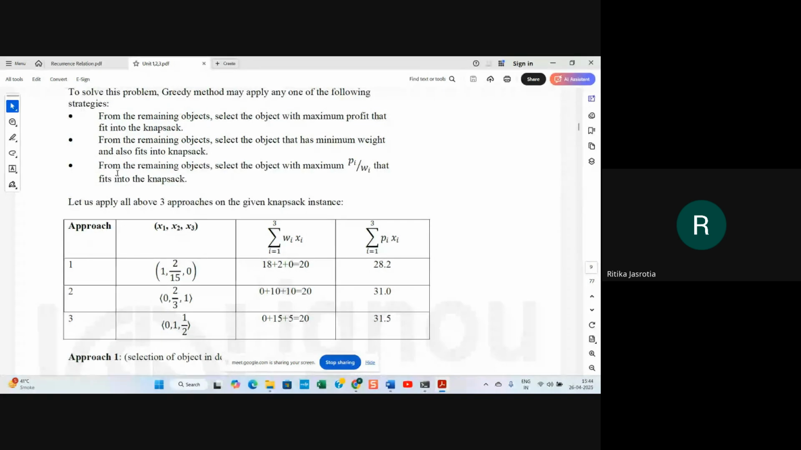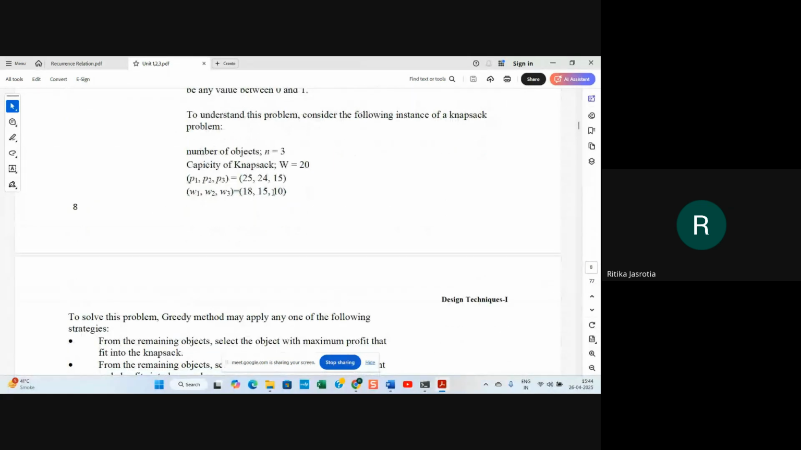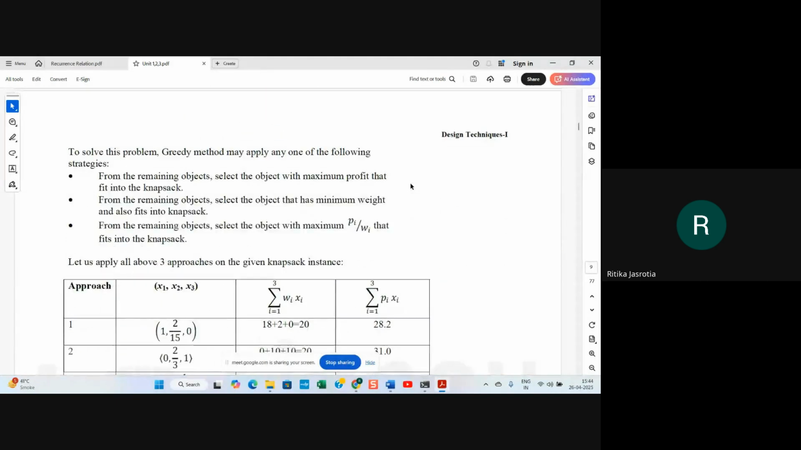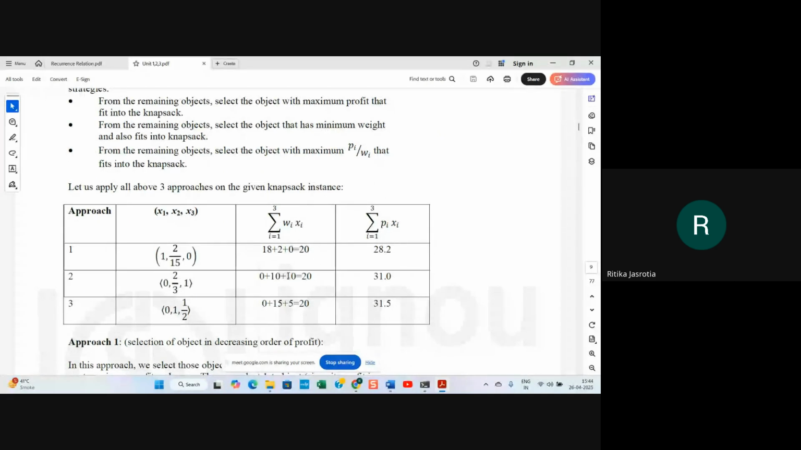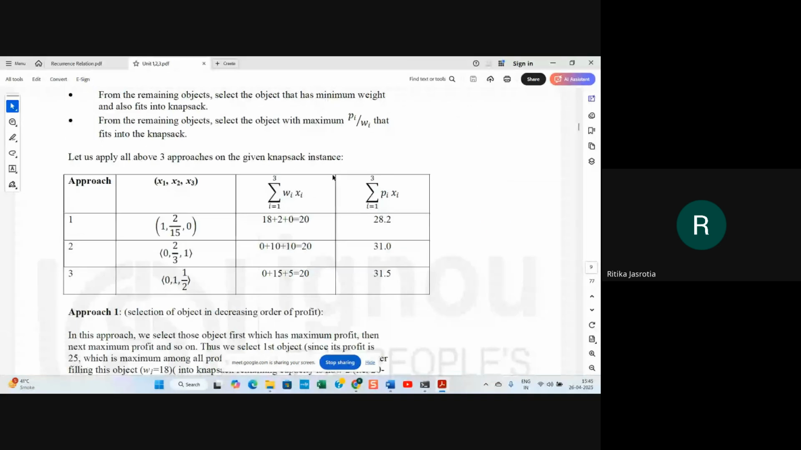Now in the second method, what will we do? In the second method, we are finding the minimum weight. According to the minimum weight, which one will we pick first? Minimum weight is 10, this one. So we will pick 10 first, and the profit is 15. So the whole one we are taking according to the weight.